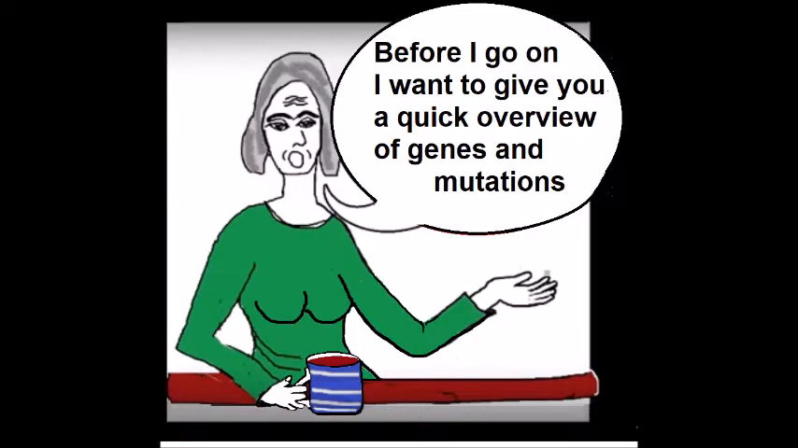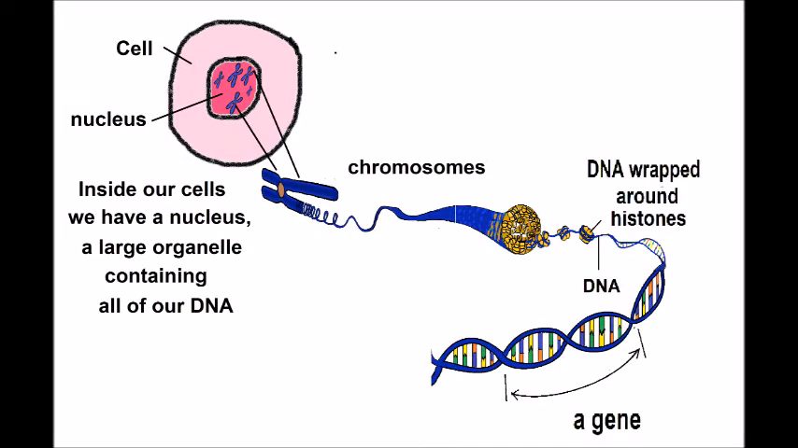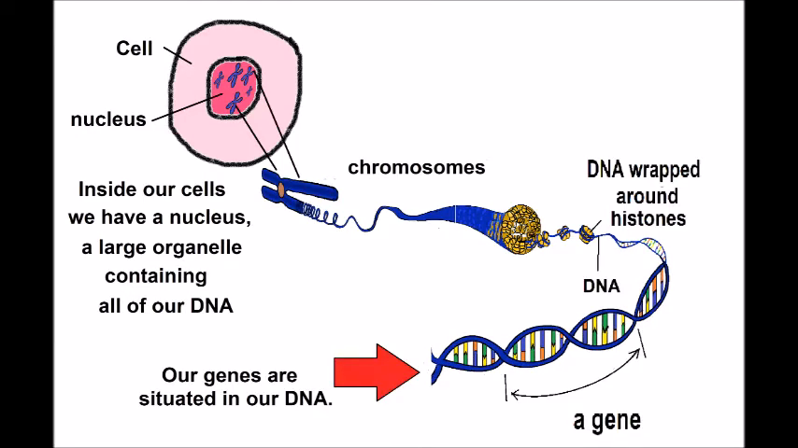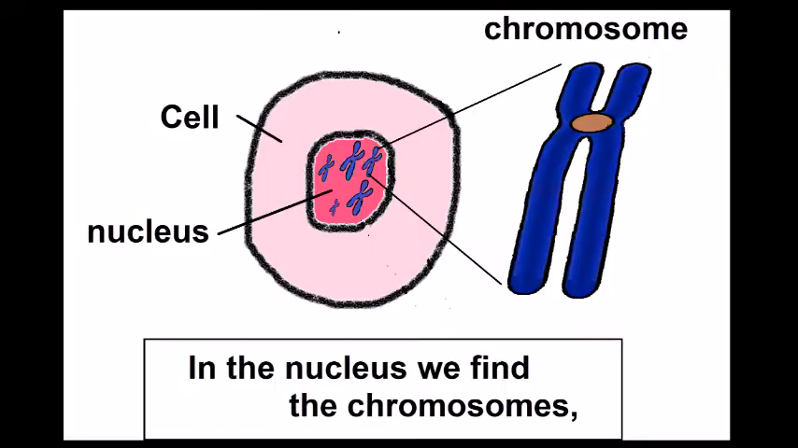Before I go on, I want to give you a quick overview of genes and mutations. Inside our cells we have a nucleus, a large organelle containing DNA. Our genes are situated in our DNA. In the nucleus we find the chromosomes.